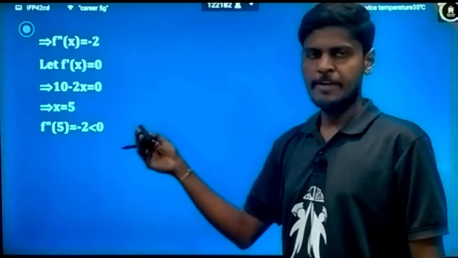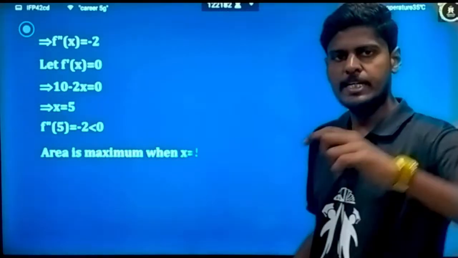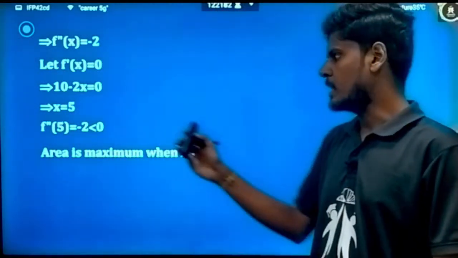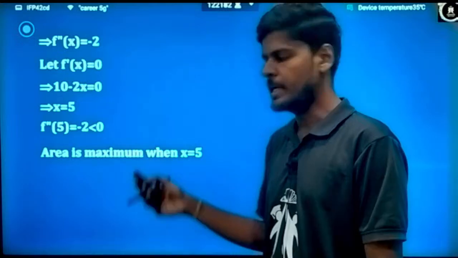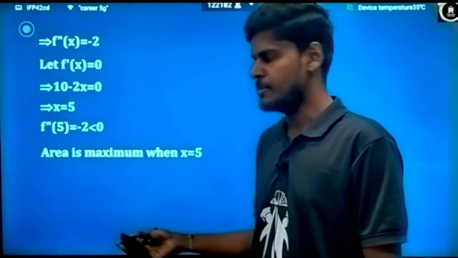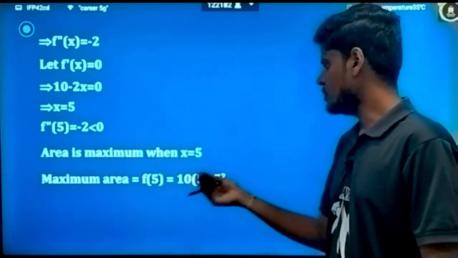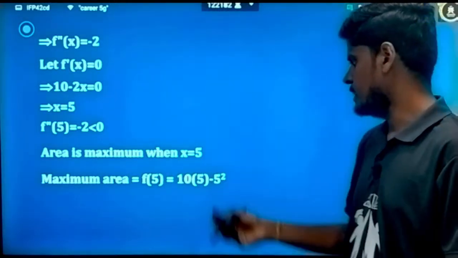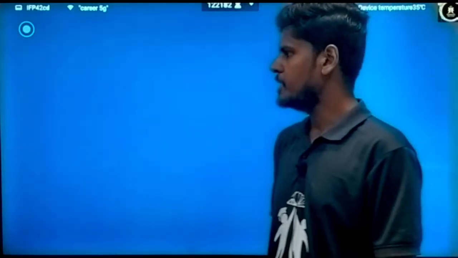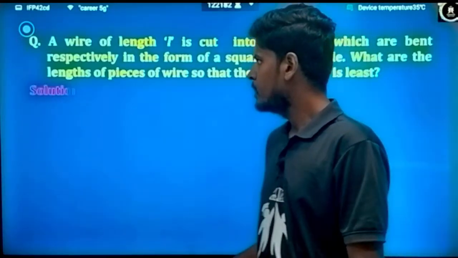Next, what we need to do? Find f double dash to check if that is a point of maxima or minima. This is a negative number, so that means x equal to 5 is the maximum point. And what is the maximum area? That is again substituting f of x, that is equal to f of 5. So that is 10 into 5 minus 5 square, which is 25 square units.